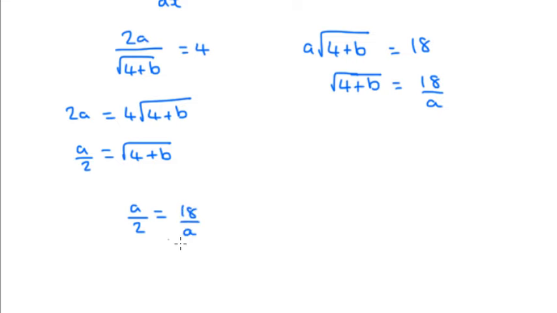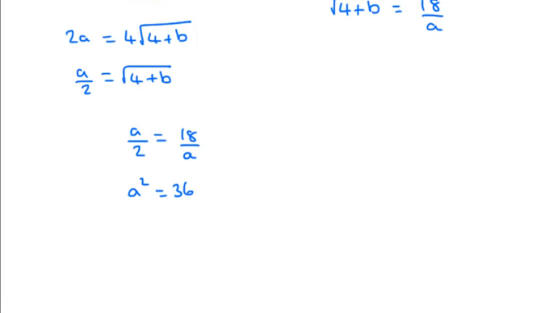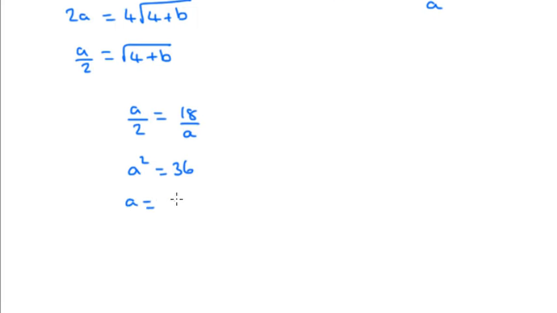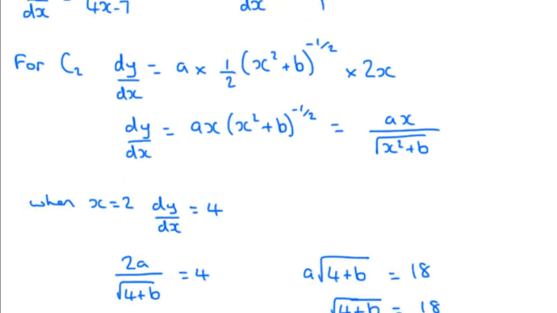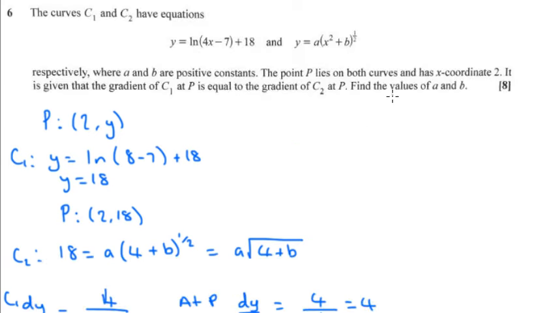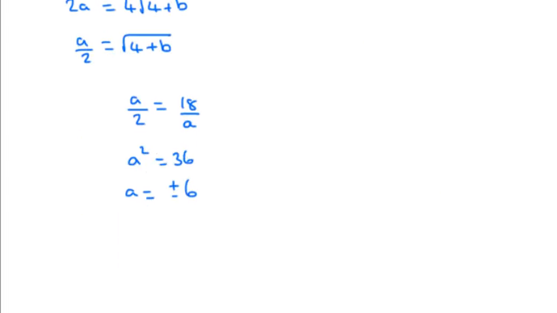And if we times by 2 and times by a, we're going to get that a squared needs to equal 36. So a is the root of 36, so plus or minus 6. If we go back up to the top, it says that a and b are positive constants. So even though we've got initially two possible values for a, it actually has to equal 6 since it's a positive value. So that's our a value.